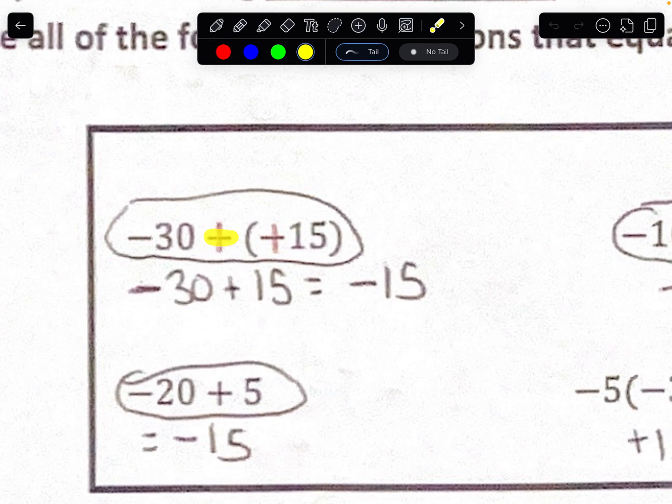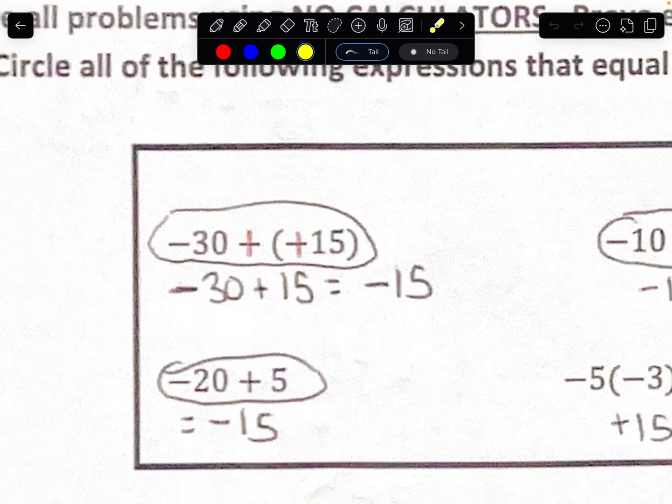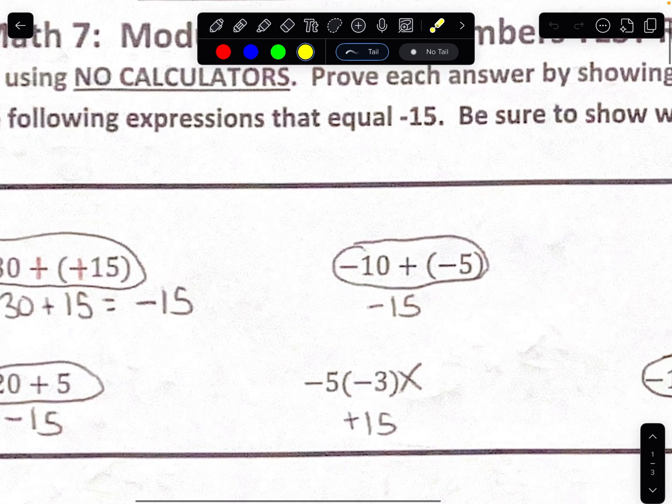So here, just a reminder that anytime you have two negatives, they always make a positive. So add the opposite. Negative 30 plus 15, different signs, subtract, and then take the sign of the bigger number. So 30 minus 15 makes 15. 30 is a bigger number and that has a negative, so the answer will have negative. So this answer does have the expression where it does equal negative 15.